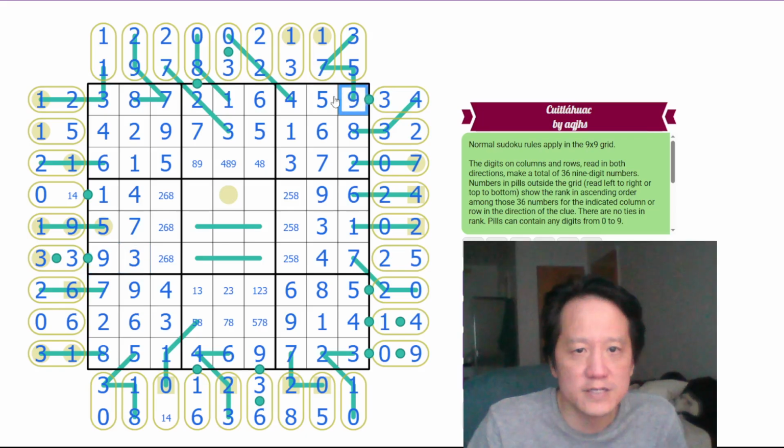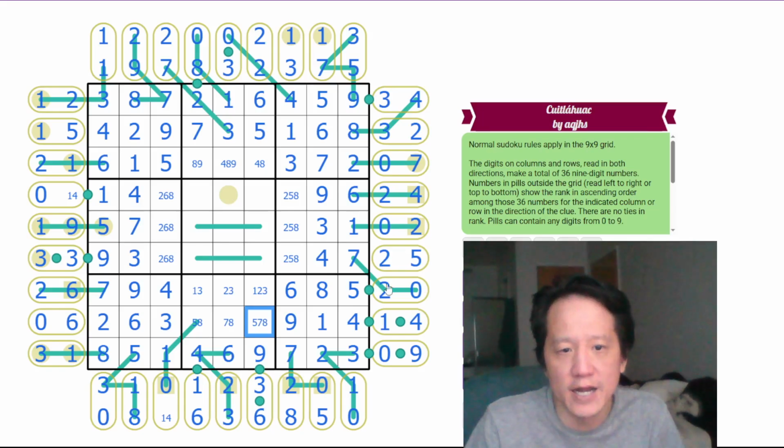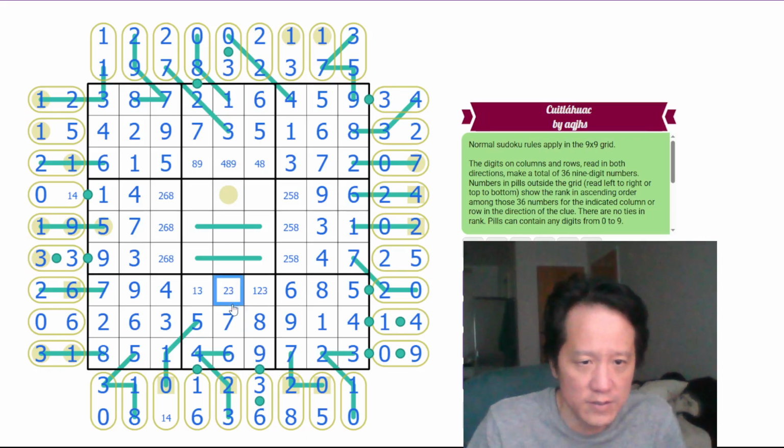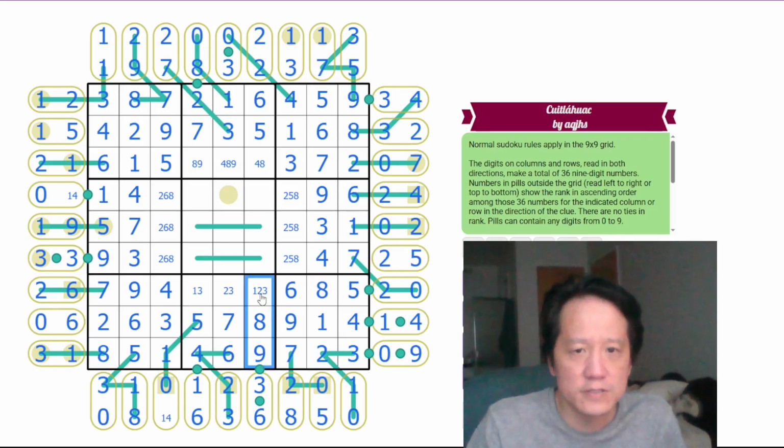9, 3 is less than 9, 5, 4, which is less than 9, 8, 2. So this has to be 9, 8 something, which makes this not 8. This is 5, this is 7. So this cannot be 1 here because this is at least 9, 8, 2.